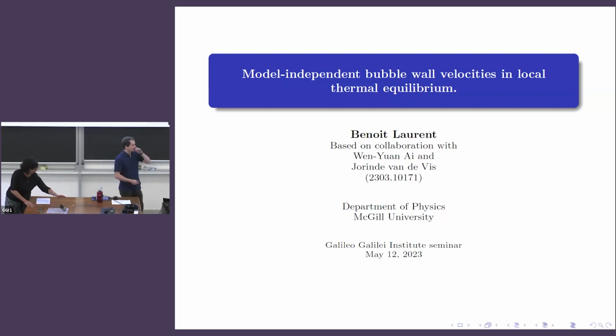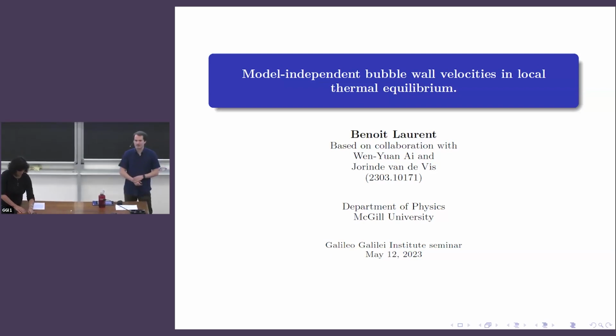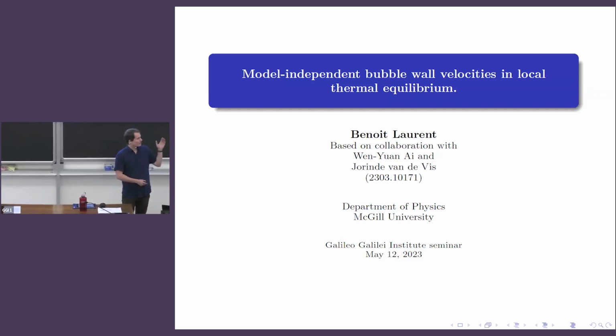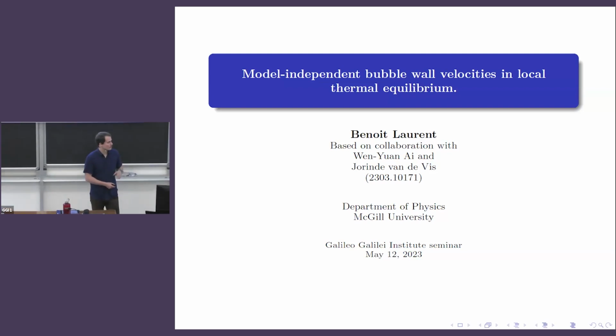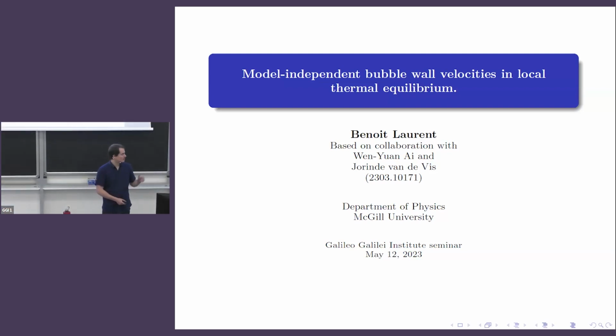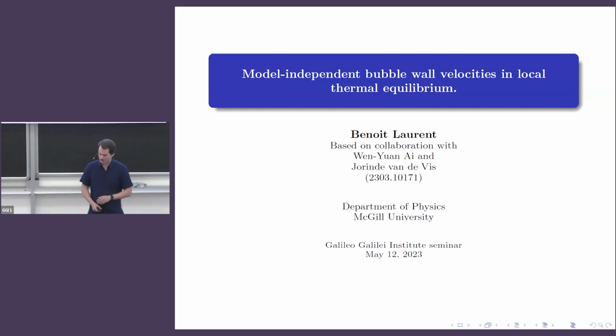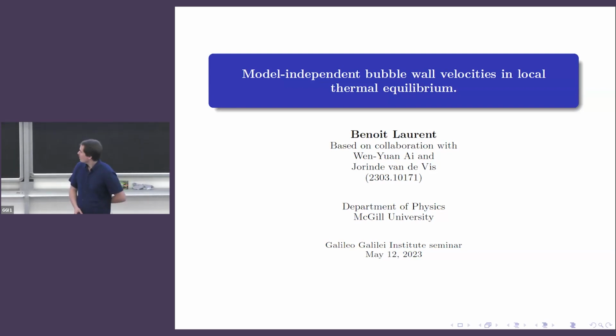So yes, today I wanted to talk about a paper that I worked on with some collaborators a few months ago: Wen Yuan Ai from King's College London and Jorinde van de Vis from Utrecht University. Here we are looking at first order phase transition during the early universe, and more specifically, we're trying to compute the bubble wall velocity. If you're not familiar with that, I will talk a bit about what all of these things are in a bit.